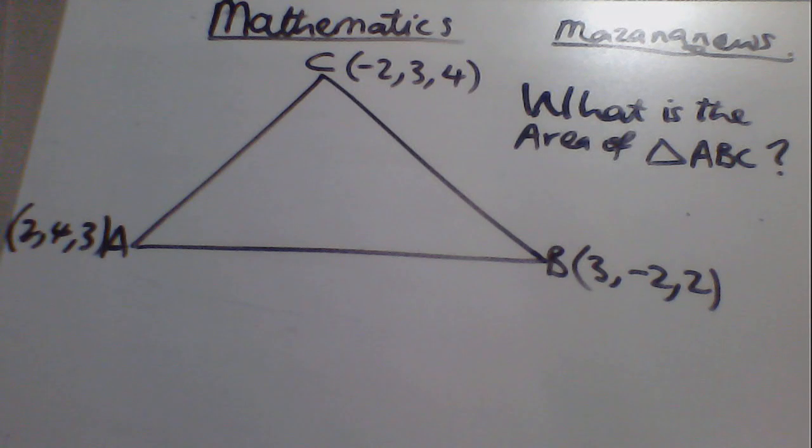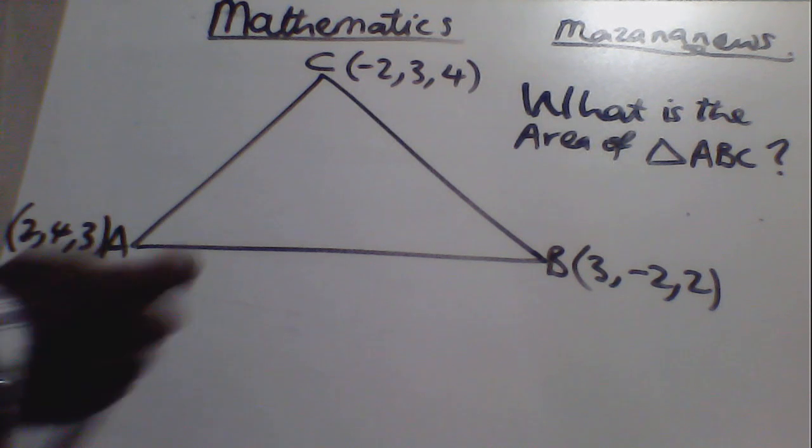Good day, student. As you can see, you are required to find the area of triangle ABC, given the coordinate points ABC. So, how do you find the area of this triangle? You can use any method you know to find the area of this triangle. In this example, we are to make use of the determinant method.